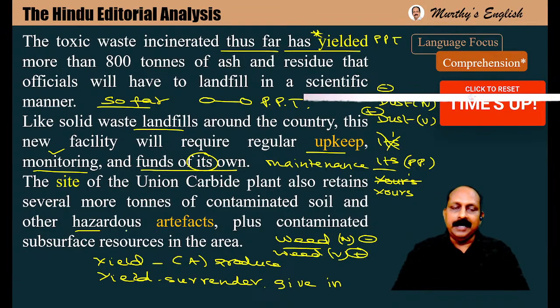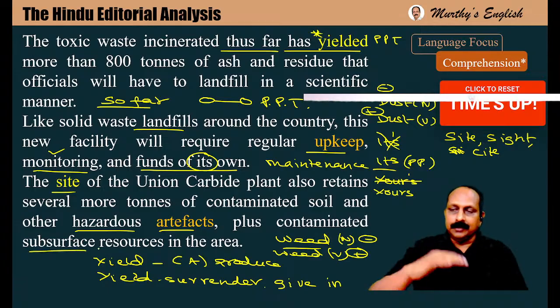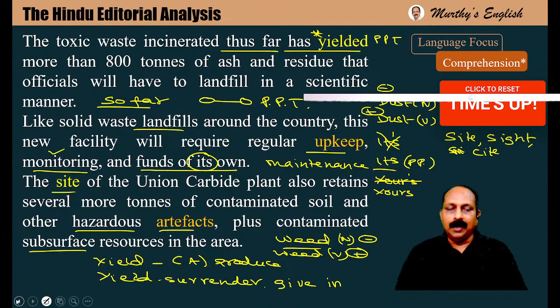The site of the Union Carbide plant also retains several more tons of contaminated soil and other hazardous artifacts, dangerous artifacts. Site, again, you have to recollect three words: site, sight, and cite. Site talks about land or plot. Sight, your vision. Cite means quote. So these you have to recollect. And what does the sentence talk about? Also, they have in that particular place hazardous artifacts plus contaminated subsurface. Surface down, subsurface. Very good.